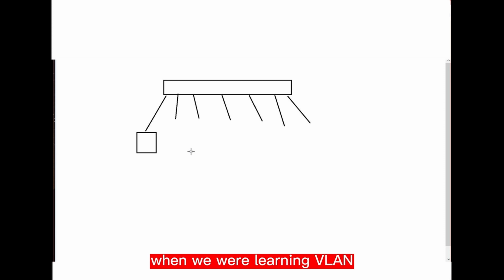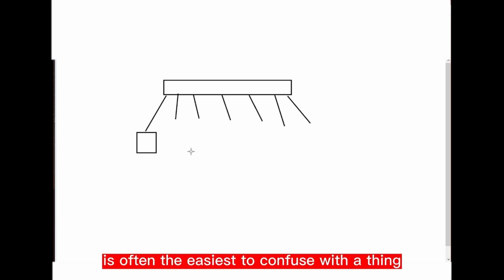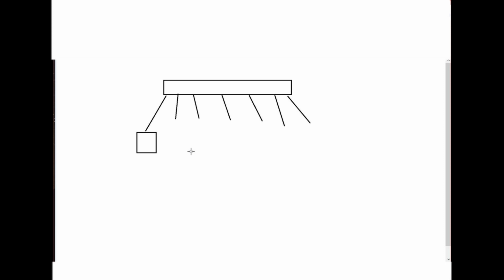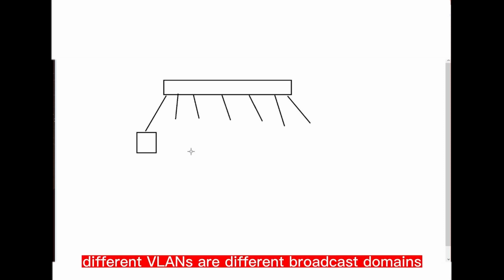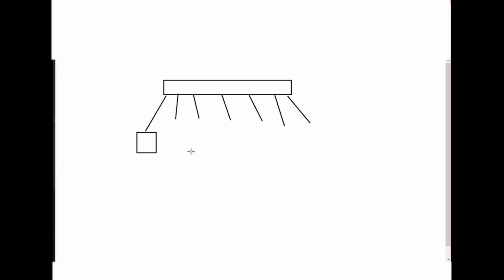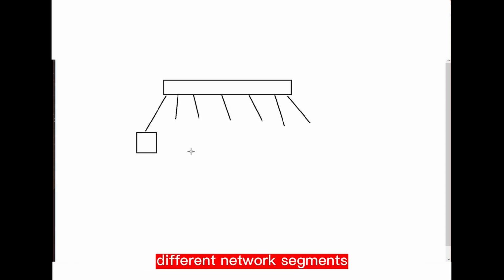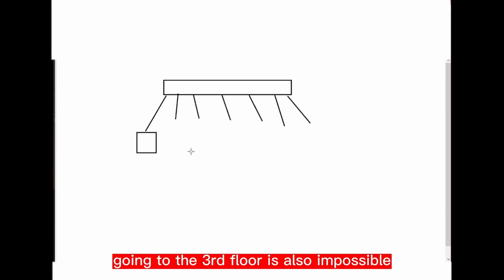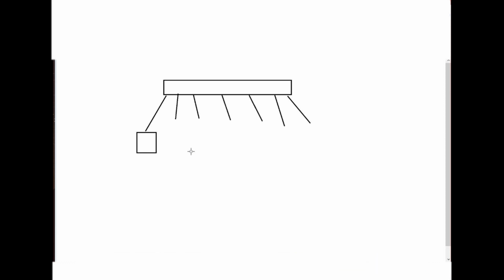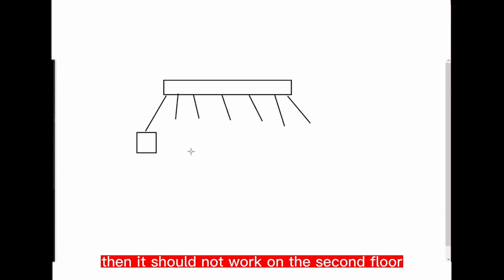When we were learning VLAN, it is often easy to confuse with a certain thing. You may have heard the saying before: different VLANs are different broadcast domains. There is no connection between different network segments. If you want to communicate between different network segments, you need to find a gateway across network segments. Going to the third floor is also impossible. Then it should not work on the second floor.